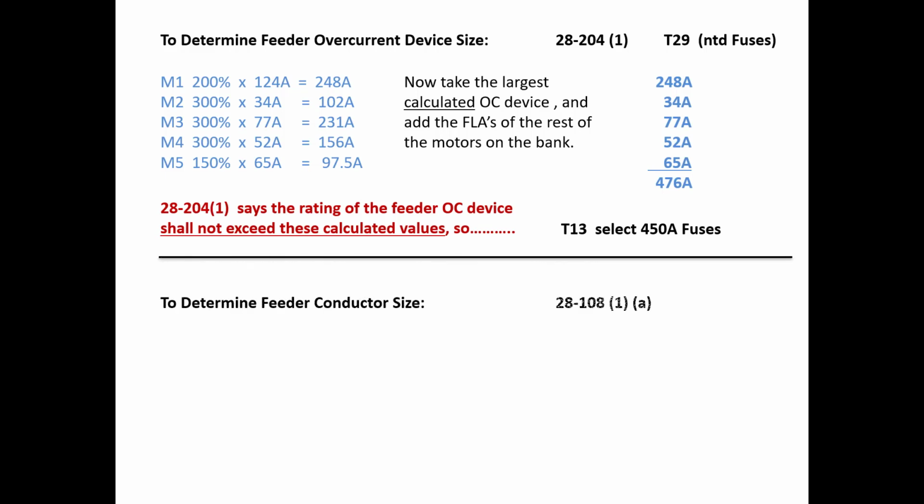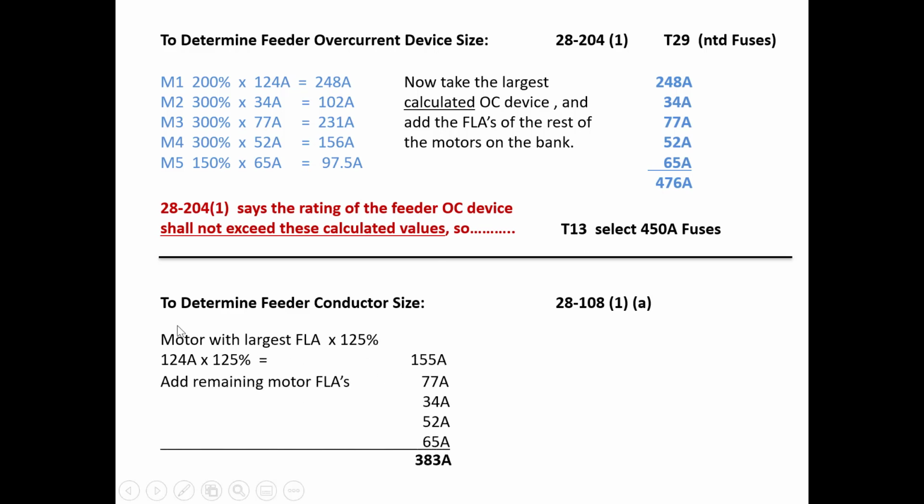Now for the conductor, we go to 28-108, and it's under insulated conductors for 2 or more motors. So it says insulated conductors supplying a group of 2 or more motors shall have an ampacity not less than 125% of the full load current rating of the motor having the largest full load current rating, plus the full load current ratings of all the other motors in the group where all the motors in the group are used for continuous duty. Okay, so that's definitely where we're at here. They're all continuous.